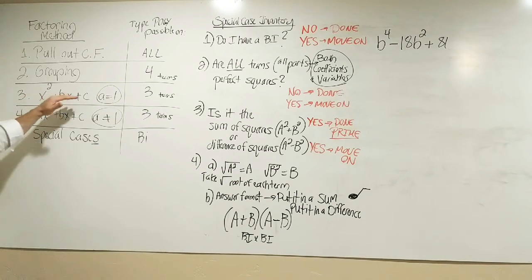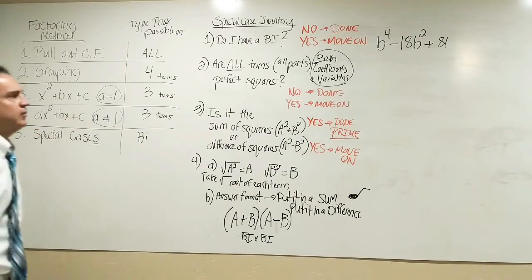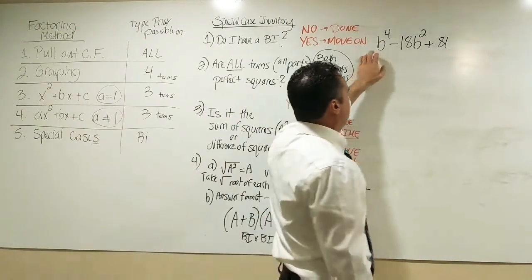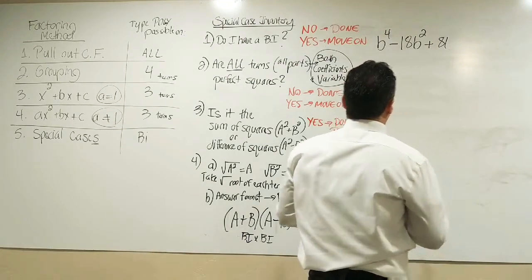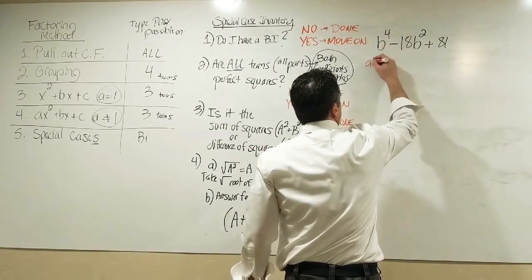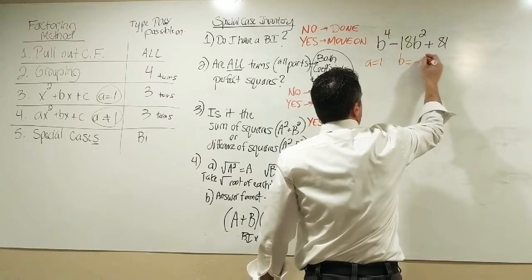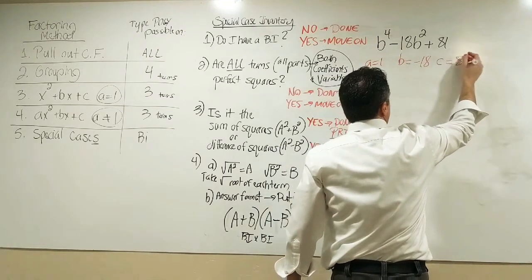So a equals 1, or a doesn't equal 1. So let's come back to this. Remember, a is the coefficient of the first term. So what does a equal here, Hallie? There's a 1 there. A equals 1. What does b equal? Negative 18. What does c equal? 81.